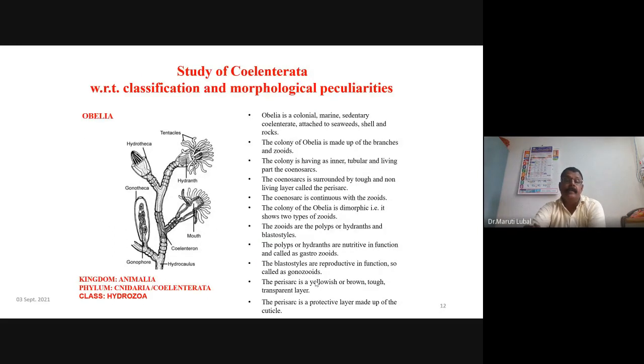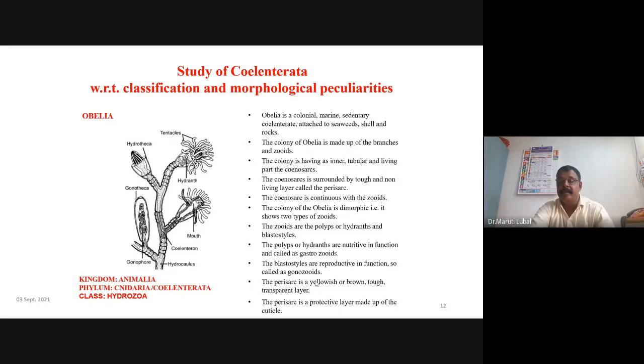First is Obelia. These are the different morphological peculiarities of Obelia. Obelia is a colonial marine sedentary coelenterate attached to seaweeds, shells, and rocks. It lives in a colony. The colony of Obelia is made up of branches and zooids. The colony has an inner tubular living part, the coenosarc. The coenosarc is surrounded by a tough, non-living layer. This layer is called the perisarc. The coenosarc is continuous with the zooids.